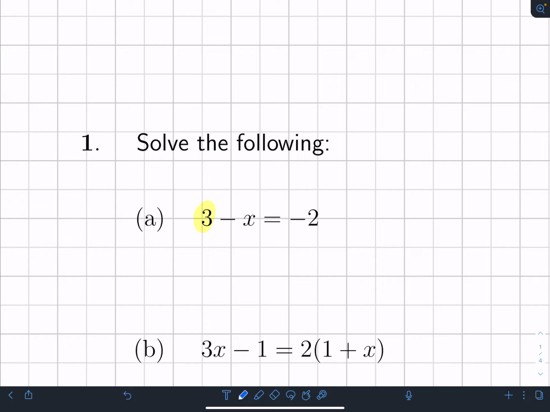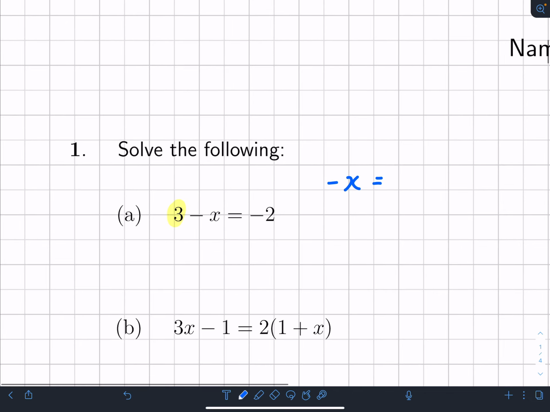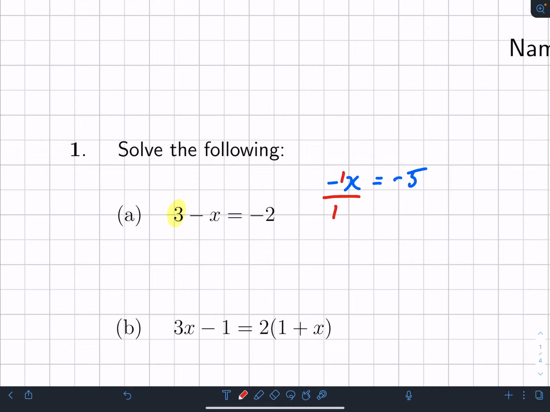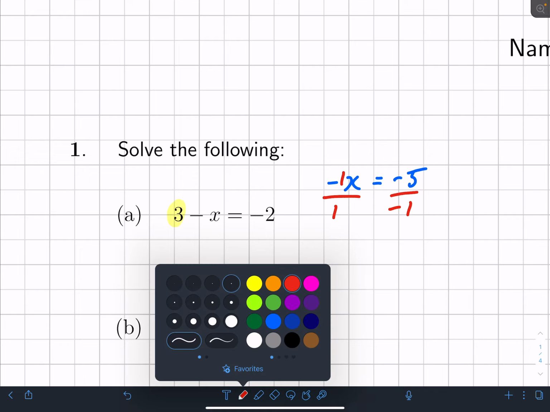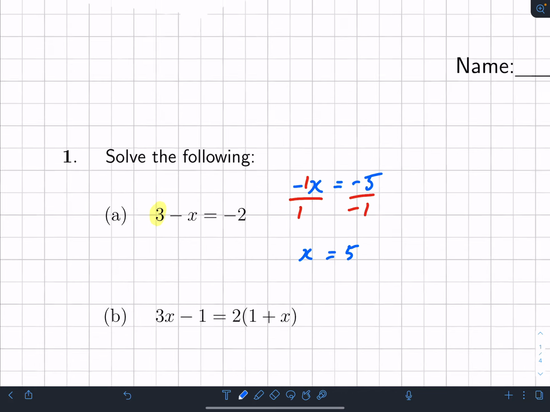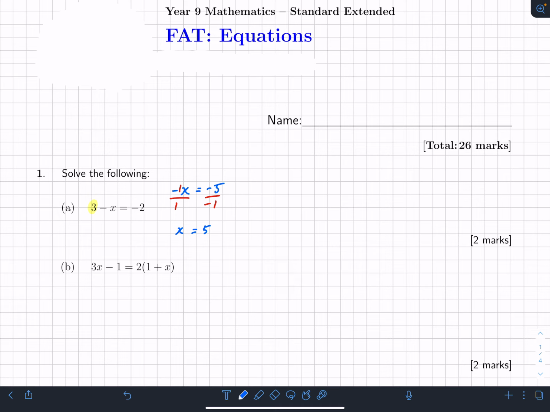So we're going to minus that from both sides, which will leave minus x equals minus 2 minus 3, which is minus 5. And then secondly, we need to divide by minus 1 on both sides. And so that will leave us with x is equal to 5. Okay, so we've solved that one. That one's worth 2 marks. And so there was 1 mark for showing the working out and 1 mark for the answer.